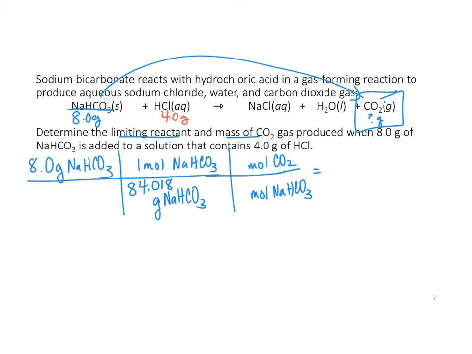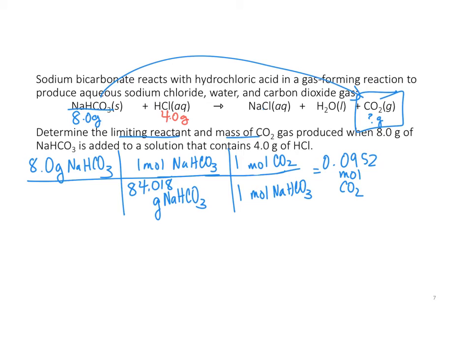What are our coefficients? Are these balanced? 1 sodium, 1 chlorine, 2 hydrogens, 2 hydrogens. Okay, it looks balanced, so I can say for 1 mole of sodium bicarbonate, we get 1 mole of carbon dioxide. And so 8 divided by 84.018 is 0.0952 mole of CO2. I'm looking for my limiting reactant.